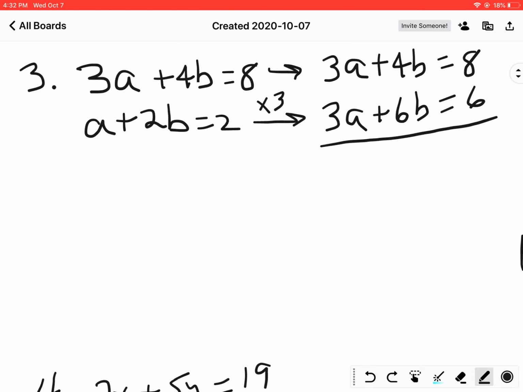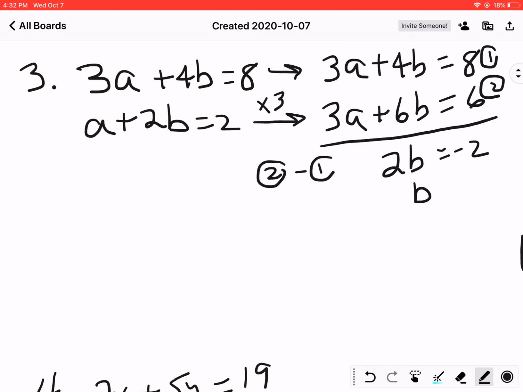So 2b, because I'm getting 6b minus 4b, and I'm going to actually number these, call them 1 and 2, and this is equation 2 minus equation 1, and that equals negative 2, 6 minus 8. And then dividing both sides by 2, I get b is negative 1.